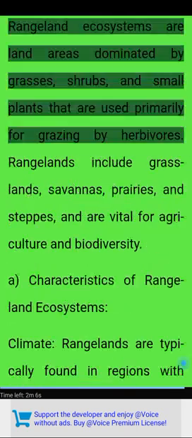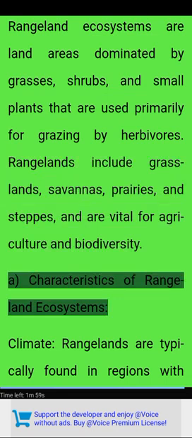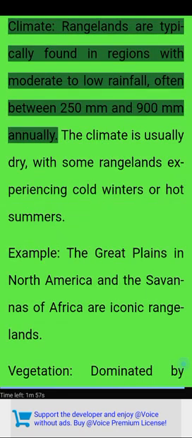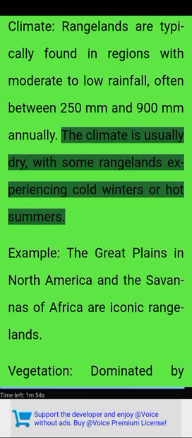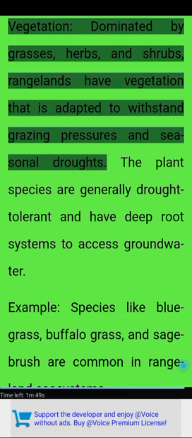2. Rangeland ecosystems. Rangeland ecosystems are land areas dominated by grasses, shrubs, and small plants that are used primarily for grazing by herbivores. Rangelands include grasslands, savannas, prairies, and steppes, and are vital for agriculture and biodiversity. Characteristics of rangeland ecosystems. Climate: Rangelands are typically found in regions with moderate to low rainfall, often between 250 millimeters and 900 millimeters annually. The climate is usually dry, with some rangelands experiencing cold winters or hot summers. Example: the Great Plains in North America and the savannas of Africa are iconic rangelands.